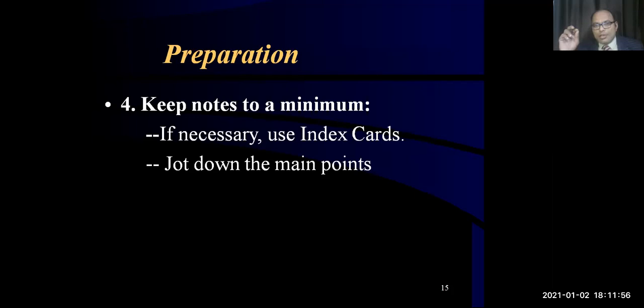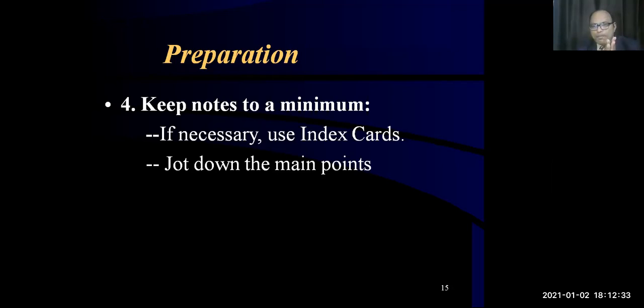Keep notes to a minimum. What generally people do, they write everything on a piece of paper. Everything, every line, even good morning is written. Don't do so. When you have a paper loaded with words, you have written each and every line there, and you are just reading it. It will never be an effective presentation.